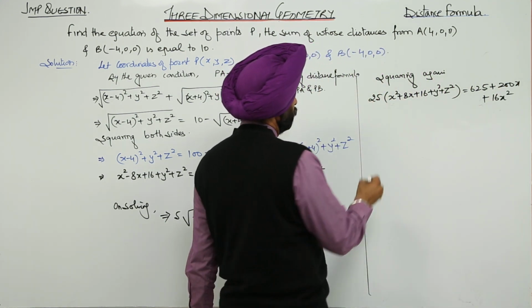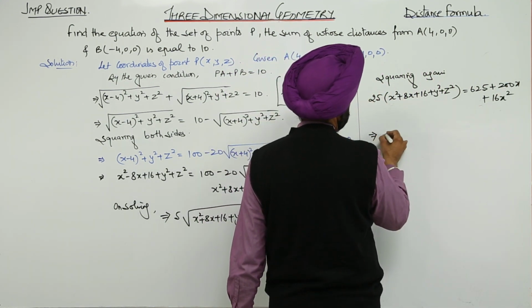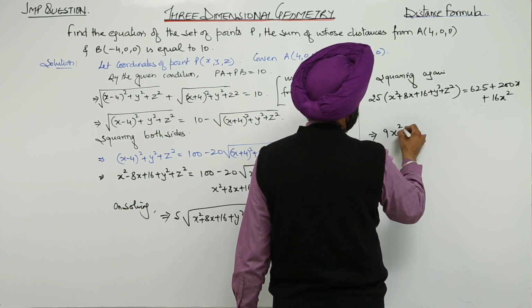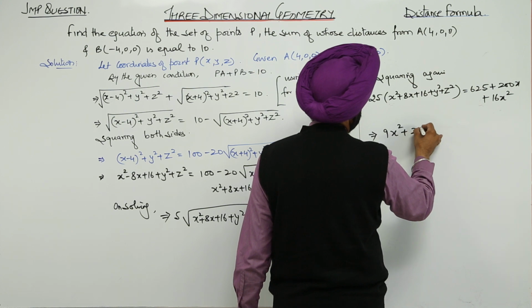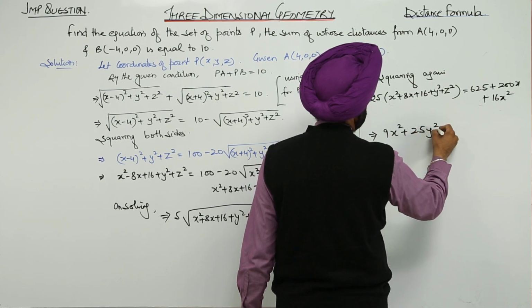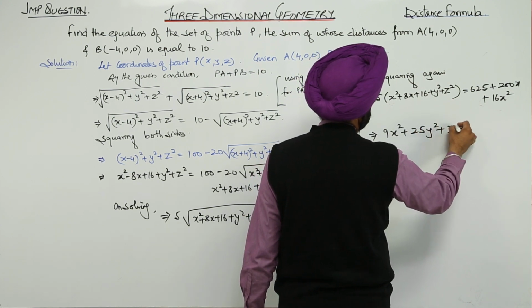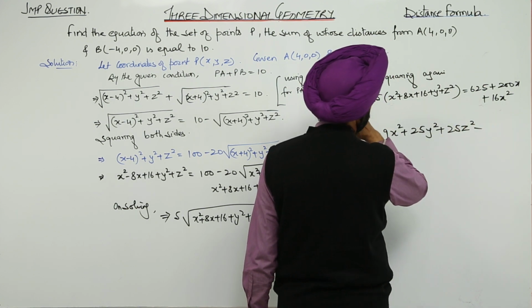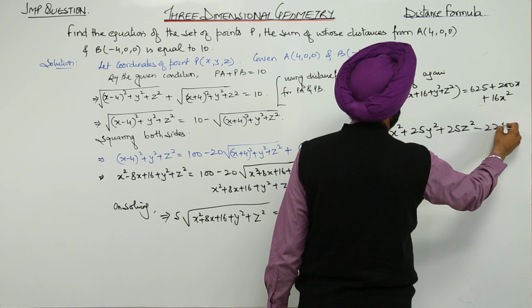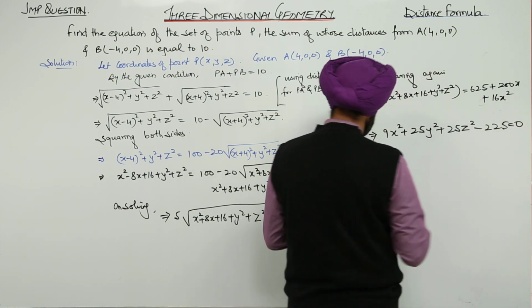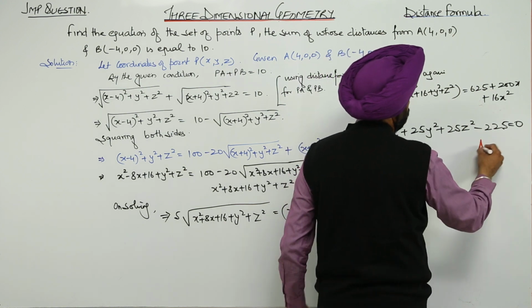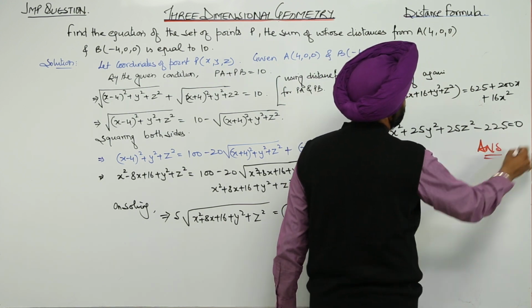Okay. Now this becomes 9x square plus 25y square plus 25z square negative 225. This is equal to 0. This is the answer.